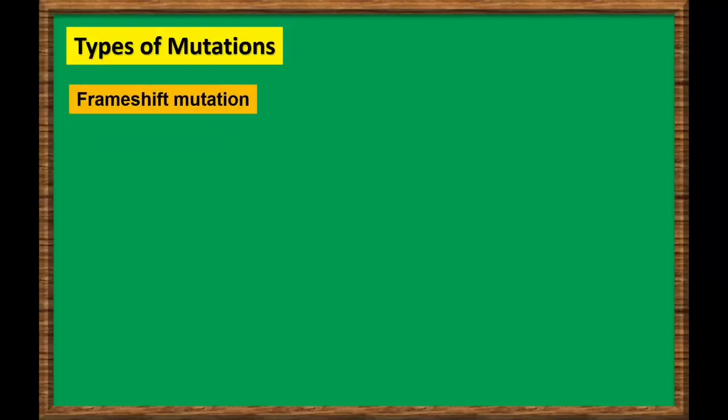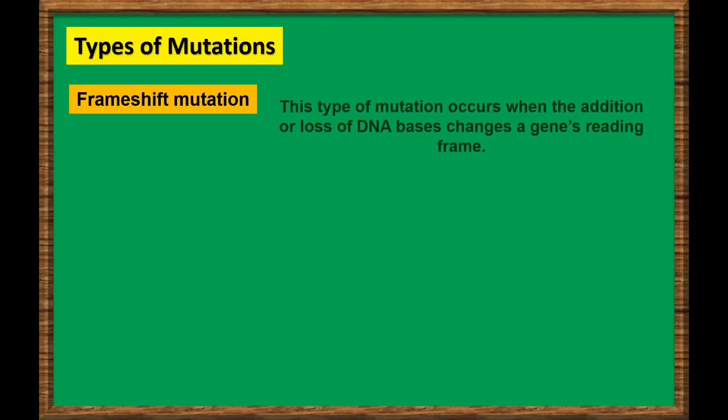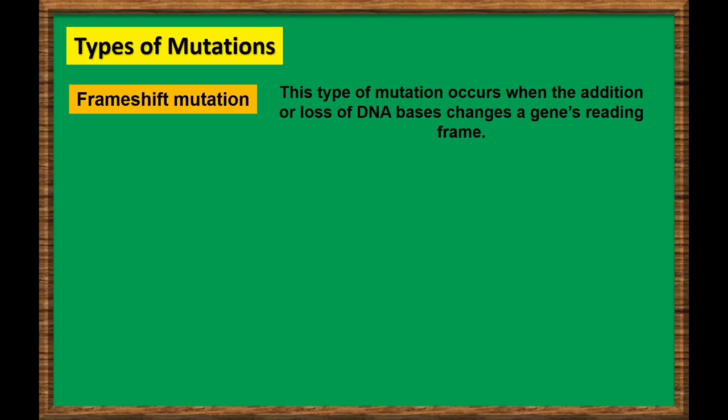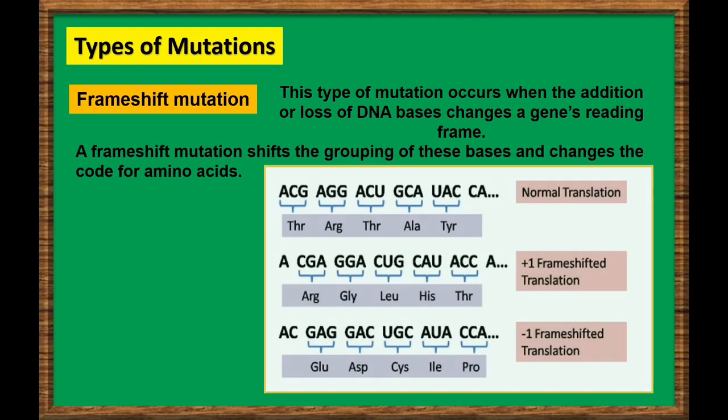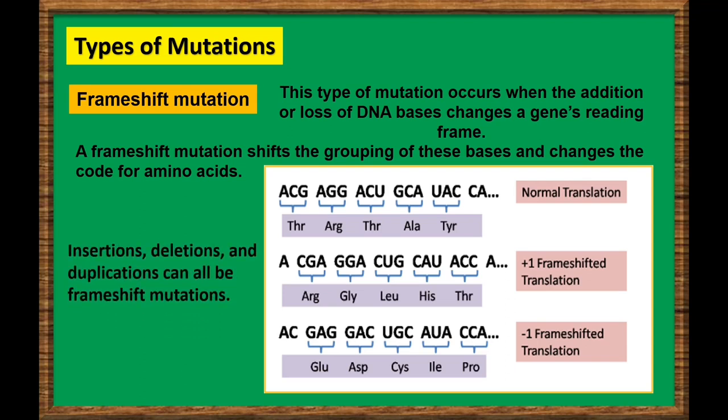Frame shift mutation. This type of mutation occurs when the addition or loss of DNA bases changes a gene's reading frame. A reading frame consists of groups of 3 bases that each code for one amino acid. A frame shift mutation shifts the grouping of these bases and changes the code for amino acids. The resulting protein is usually non-functional. Remember that insertions, deletions, and duplications can all be frame shift mutations.